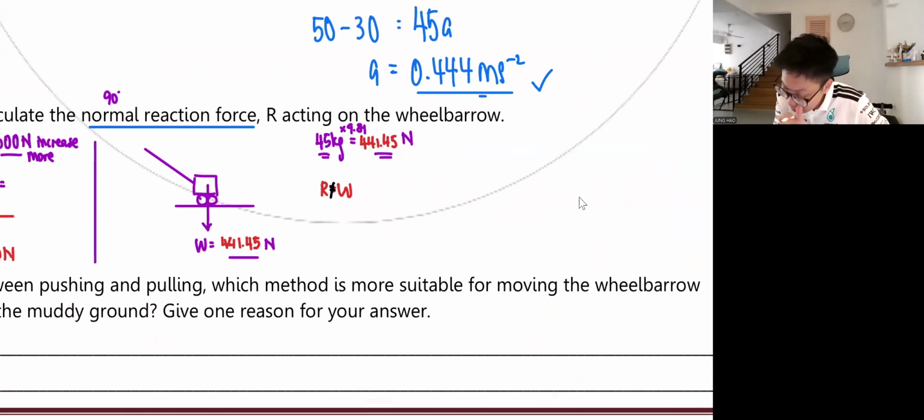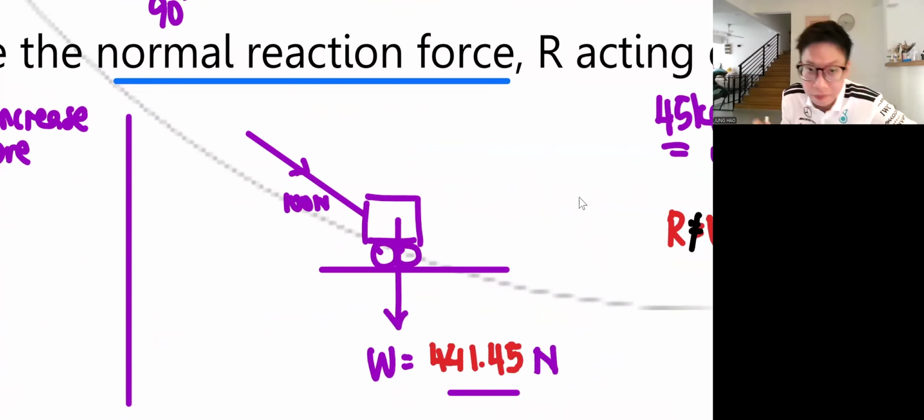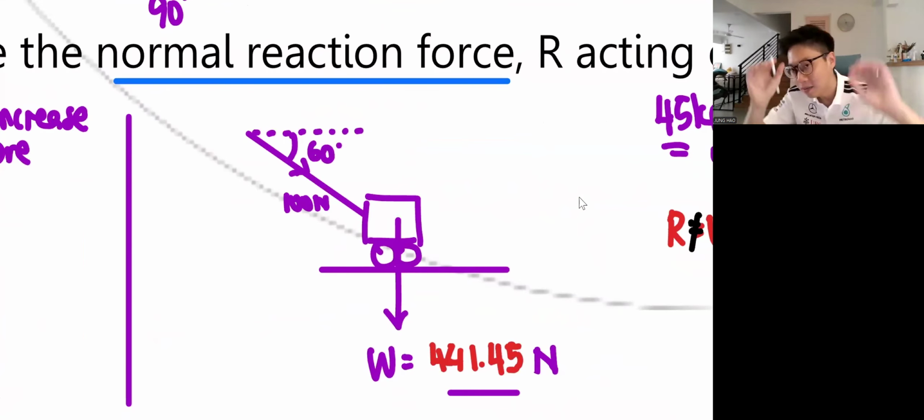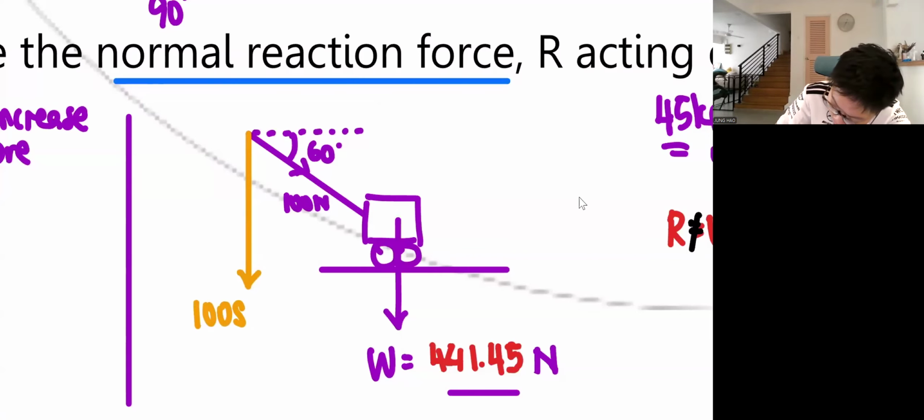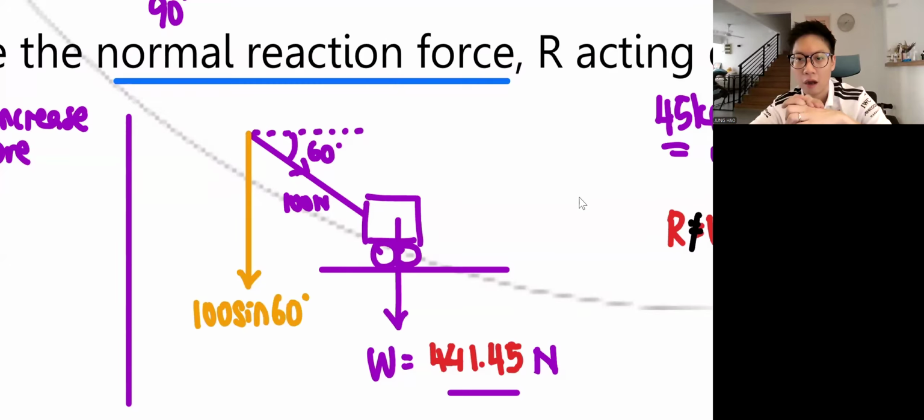So based on this picture, guys, when this person is pushing in this direction with 100 Newton at an angle of 60 degrees, this means he is actually producing an additional force that goes down, which will be equal to 100 sine 60. Do you agree? Okay, guys, you stop copying first. If you don't understand, you tell me first.